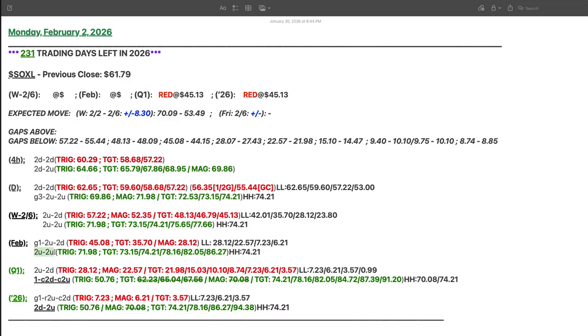Now, if the month were to continue on to the upside, we'd have to get above 71.98 to trigger that. Again, a continuation, so no magnitude, only targets. 73.15, obviously, it shouldn't be too hard to get from a monthly perspective. Neither should all-time high 74.21.